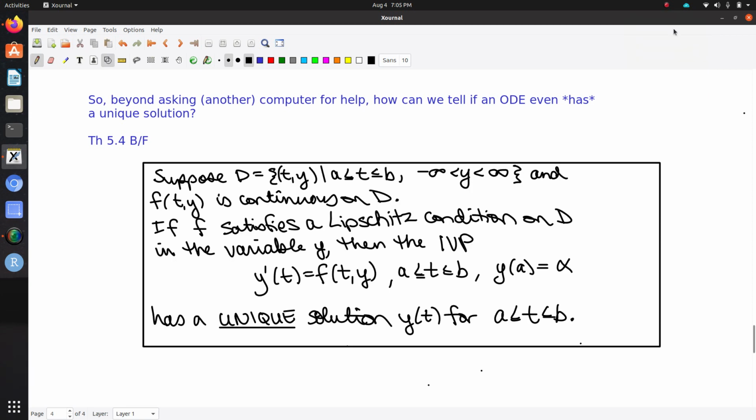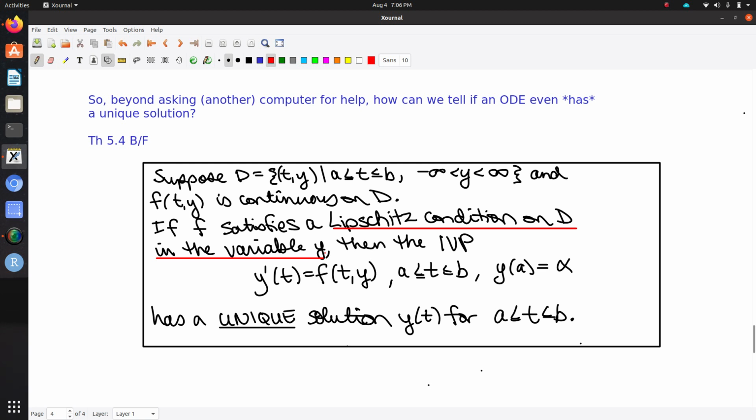Okay, so suppose we have a domain D. Usually I'm going to put t on the horizontal and y on the vertical. And t is over a fixed closed domain, but y is not necessarily on a closed domain. It's probably going to be open or go to infinity or something. But f is continuous on the domain. If f satisfies a Lipschitz condition on D in the variable y, then the initial value problem has a unique solution in that domain.